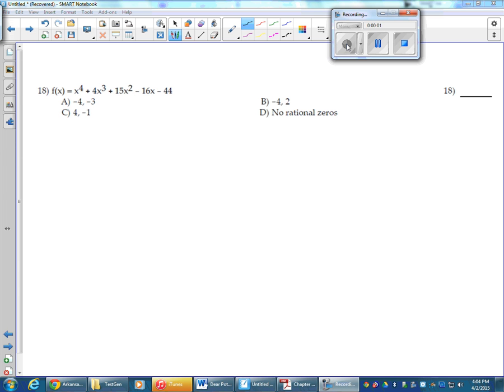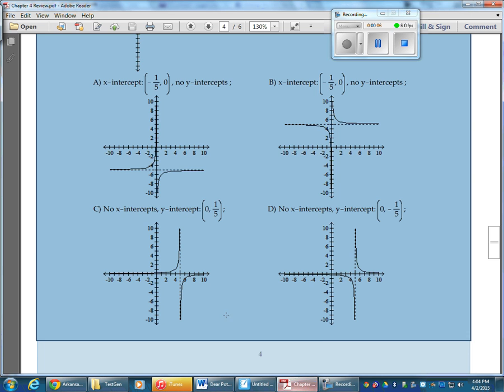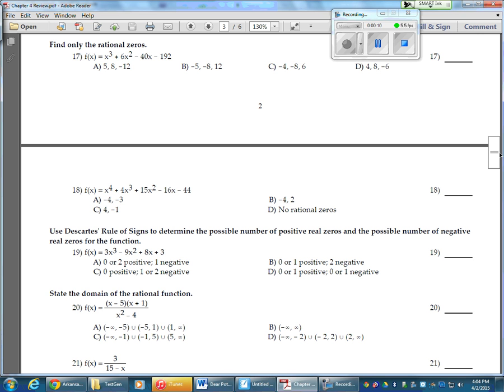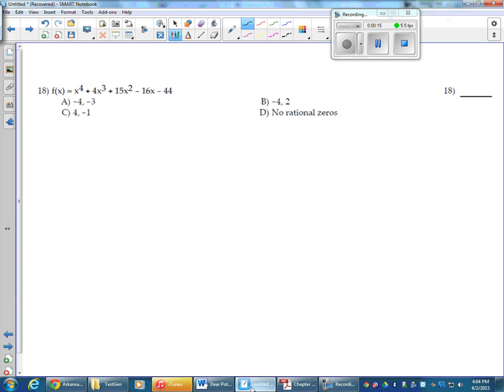All right, picking up with our Chapter 4 review, this is problem number 18, and I'm not sure what the question asks us to do, so let me go back and look at the problem on the review. It asks us to find only the rational zeros of this function. So here we're looking at possibilities first. I'll look at the factors of 44, which are 1, 2, 4, 11, 22, and 44. And so I want to check among these and see if any of these are rational zeros.